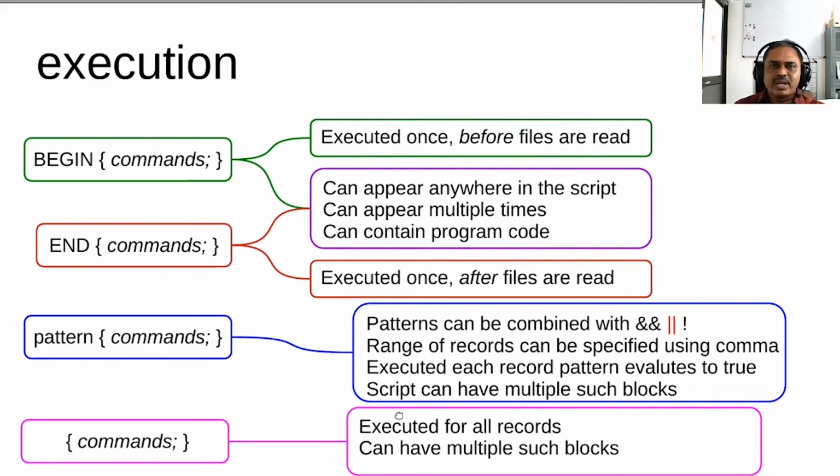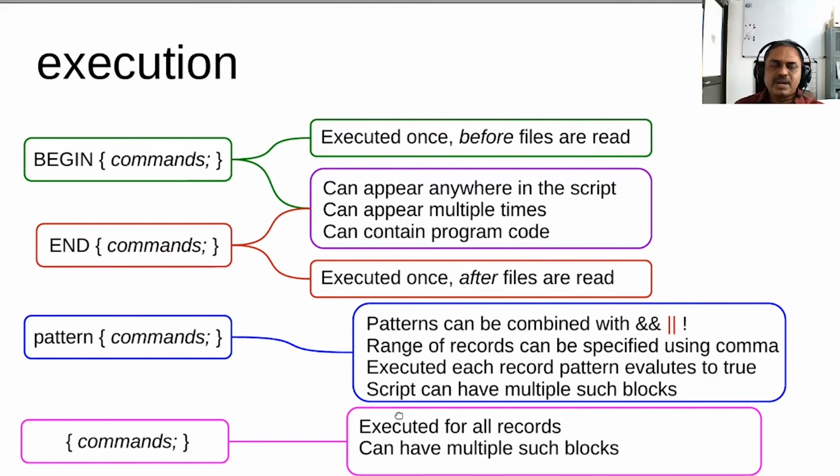Details of what we have seen for the blocks are repeated here for you to remember. So the begin block would be executed once before the files are read. The end block will be executed once after the files are read, and both of these can come anywhere in the script. They can come multiple times, and they can also contain program code within those blocks. And such program code is typically used to do some initialization of variables, but it could also have anything else that you would like to compute at the beginning of the processing of the input stream.